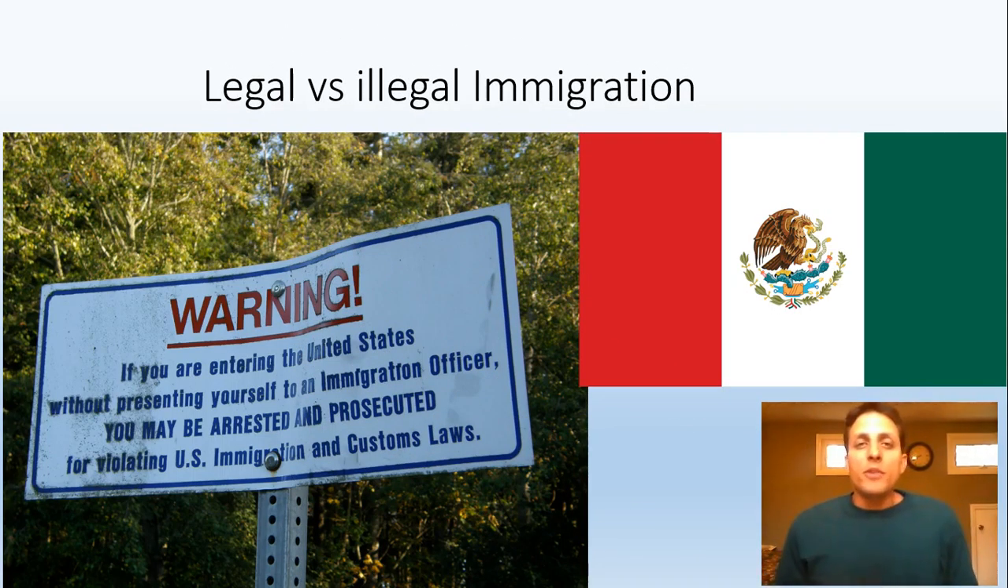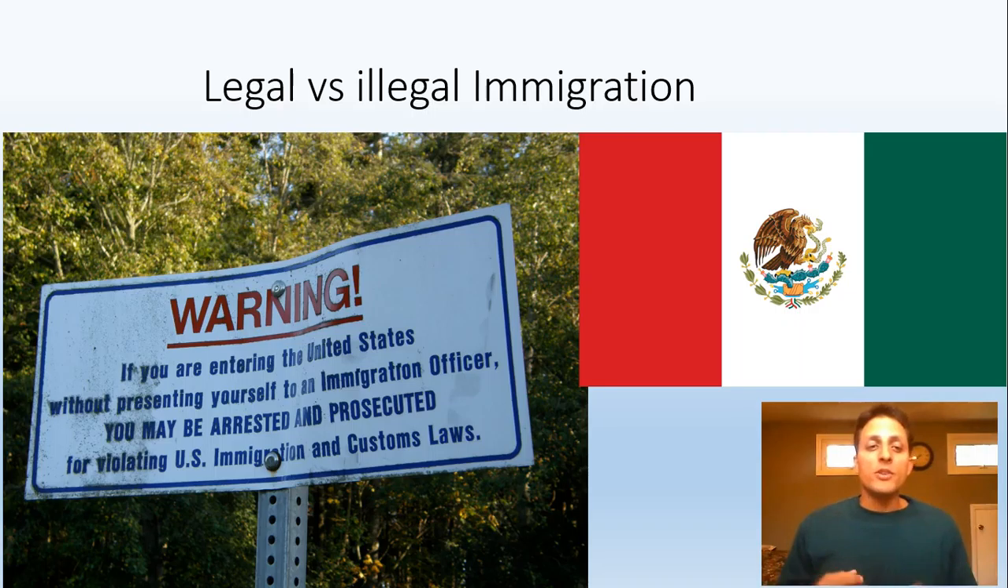Another big aspect of immigration is legal versus illegal immigration. In this time period, you're going to see the growth of illegal immigrants coming to America in very large numbers, primarily coming from Mexico and from South America. They've documented that there's about 12 to 14 million illegal immigrants in America.